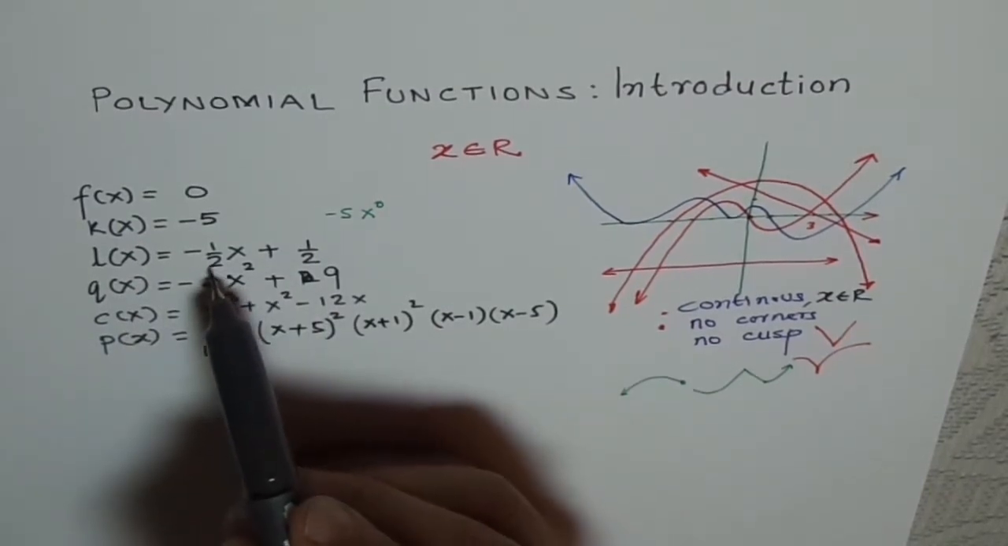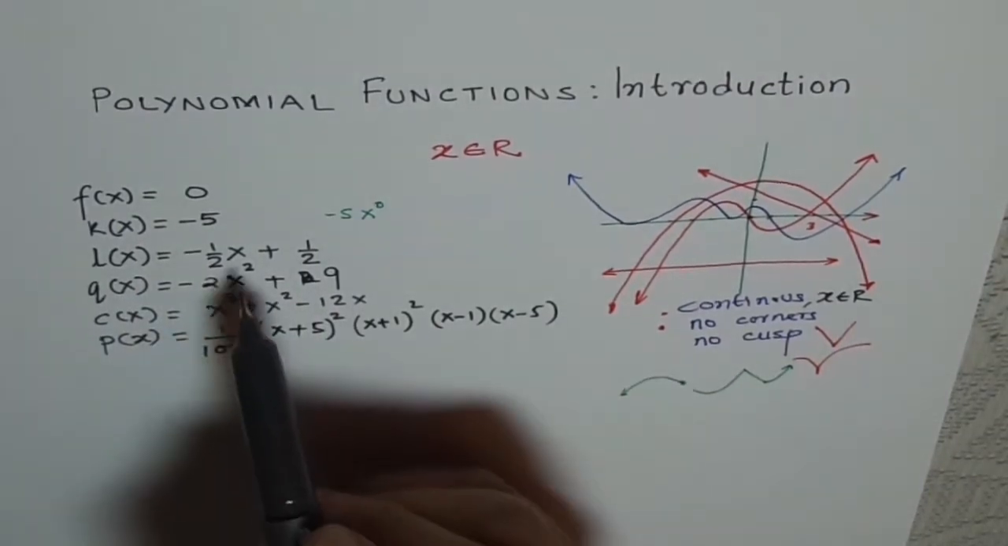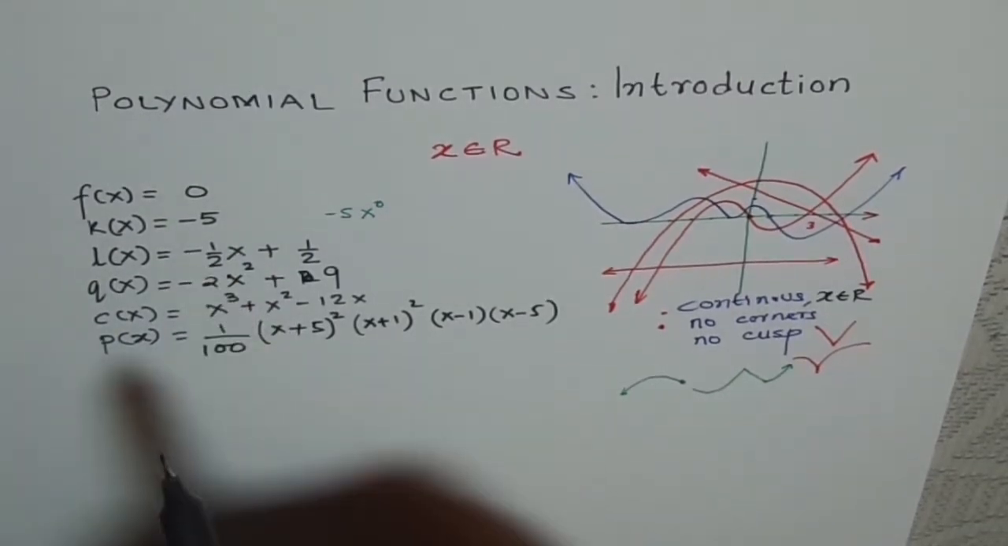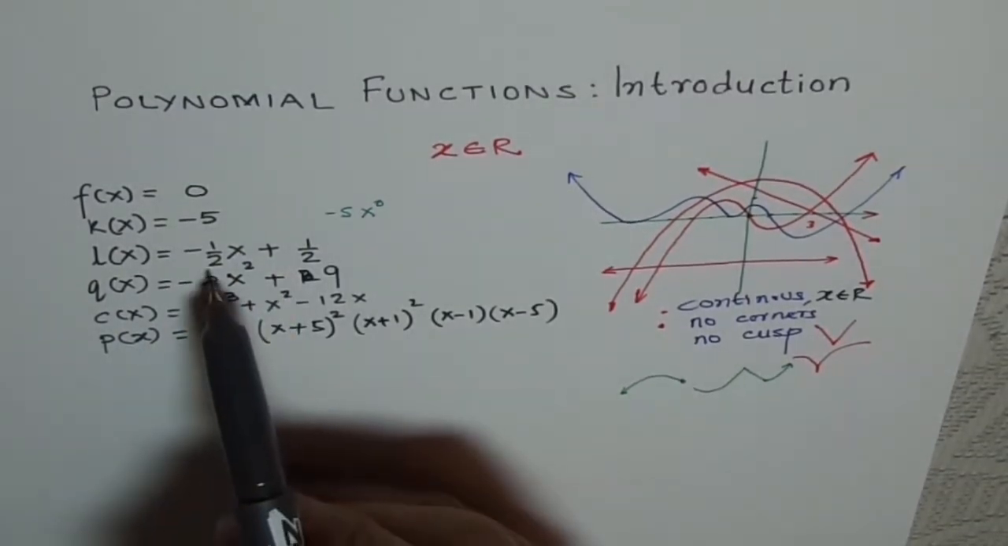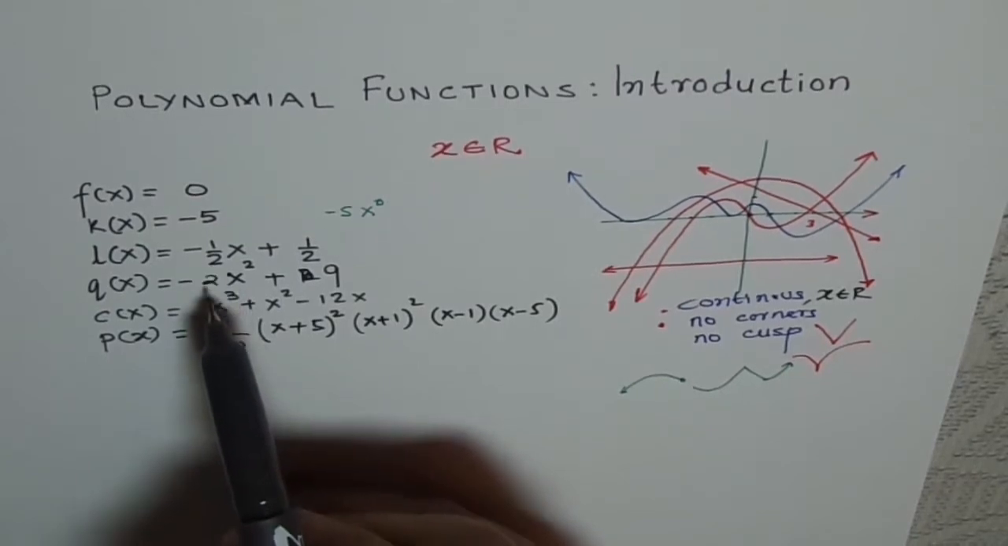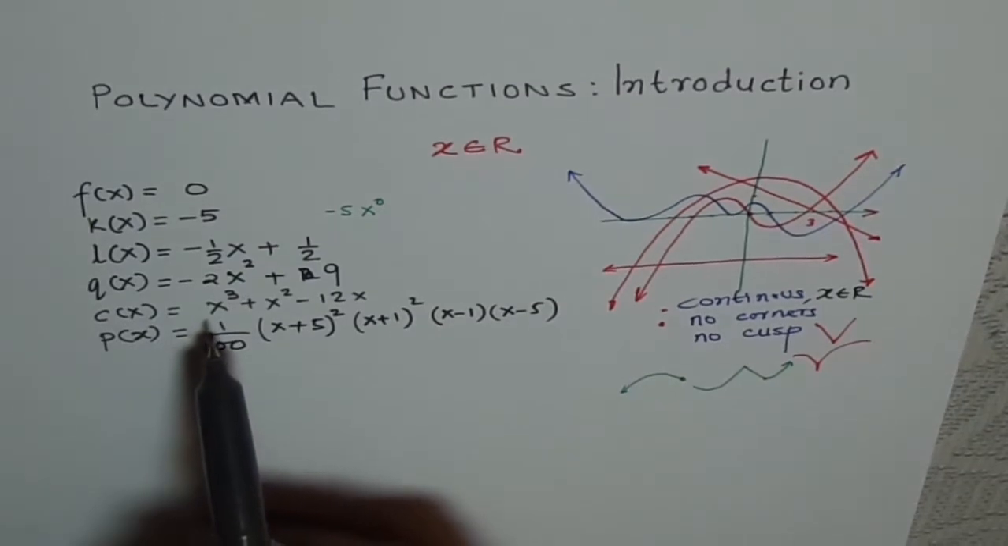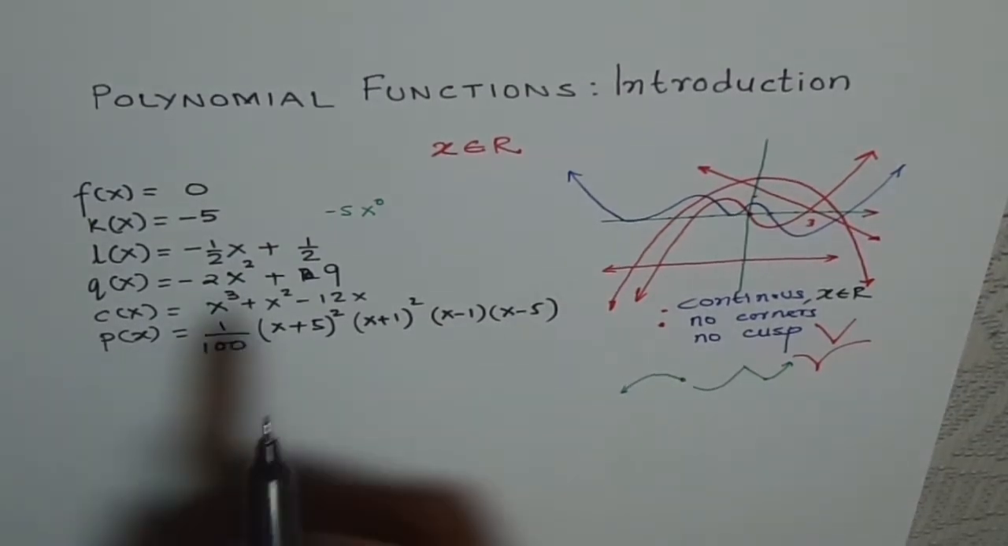This number associated with the highest degree variable is called the leading coefficient. In this case, the leading coefficient is minus half. In this case, it is minus 2. And in this case, it is just 1.